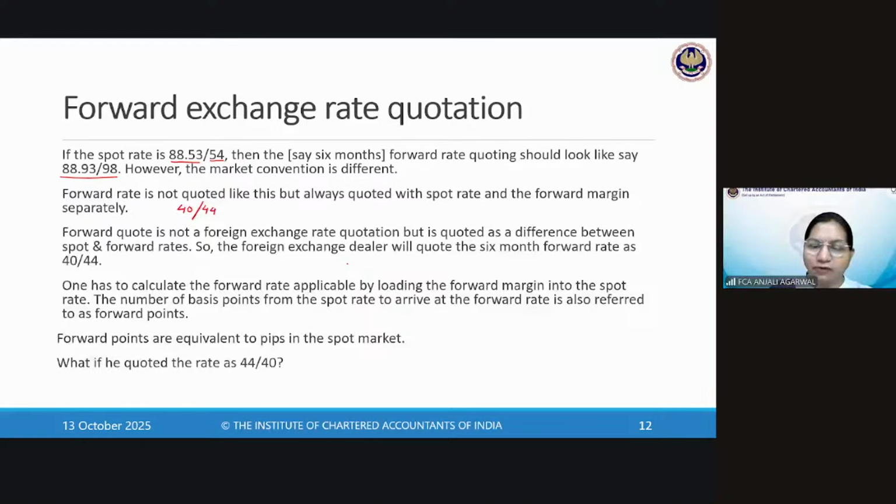So it's not a foreign exchange rate quotation, but it is just a difference. How many points have changed since the spot and forward rate? So if a forward exchange dealer will quote the 6 months forward rate as 40/44, by looking at this 40/44, we have to calculate the forward rate.